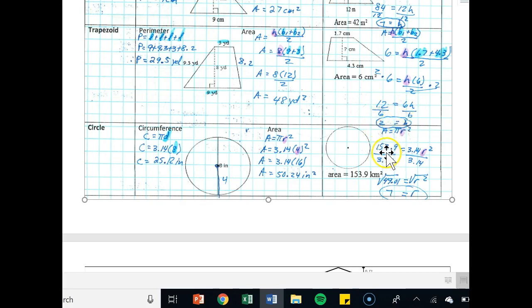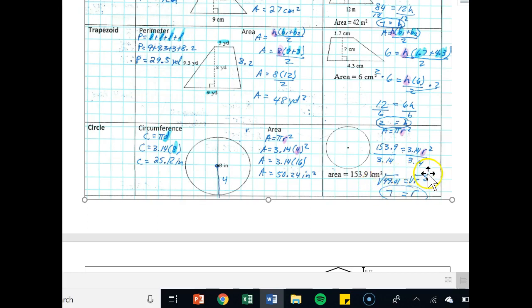And for your area, again, plug in 153.9 for A, because that's what your area is. 3.14 for pi. You don't know what r is, but you start off by dividing both sides by 3.14. That gives you 49.01 when you divide these two numbers. And then to figure out what r squared is, just like you did with a square, take the square root of it. Anything squared, to undo that, you take the square root of it.